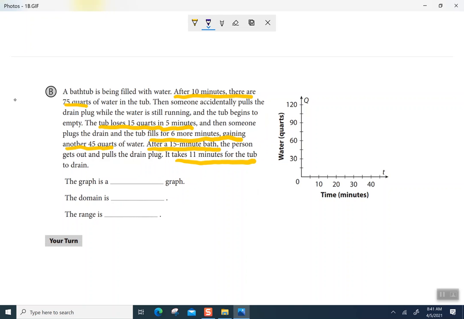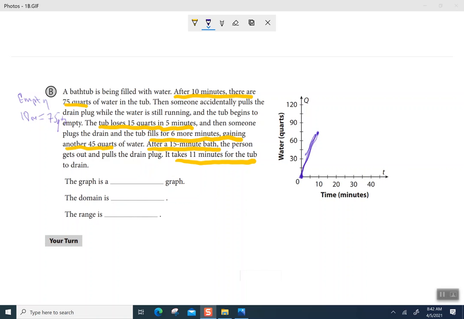So it looks like we start with the tub being empty. Then we give it 10 minutes with 75 quarts. Okay, so let's start with there's no water in the tub. After 10 minutes, we have 75 quarts. Oops, not a straight line, but you get the general gist. It'll look prettier when we're finished.